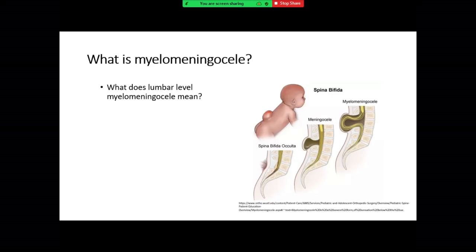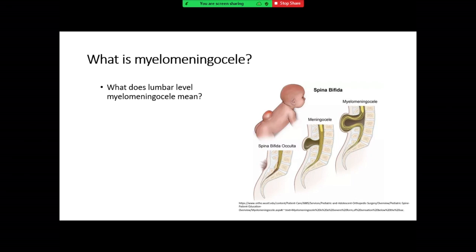And I think another question is to make sure you understand what is myelomeningocele. So what does lumbar level myelomeningocele mean? I included a picture of examples of patients with spina bifida, where they have a malformation of the forming of the spinal cord or the associated musculoskeletal components like the bones and soft tissues. It could be even as subtle as spina bifida occulta, where there's no obvious physical deformity.